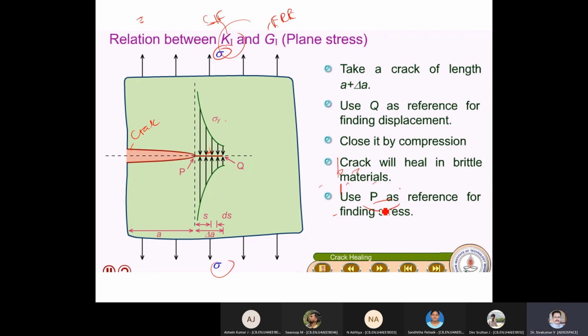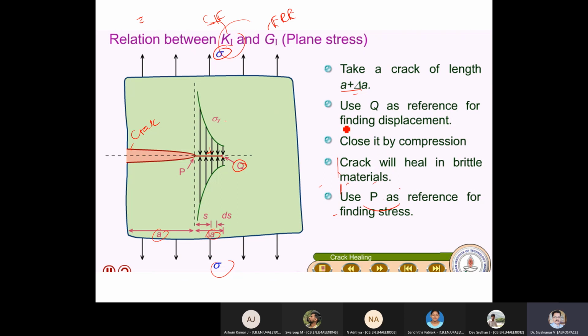What I'm doing is, this is one delta a, not delta t. Crack growth means one delta a. Then your crack will blunt and it will become sharp. So this is your new crack, something like that. This is the one delta a we are going to discuss here. Now take a crack of length a plus delta a. Use Q as the reference point for finding displacement. When you find displacement, you can use this edge as the reference.